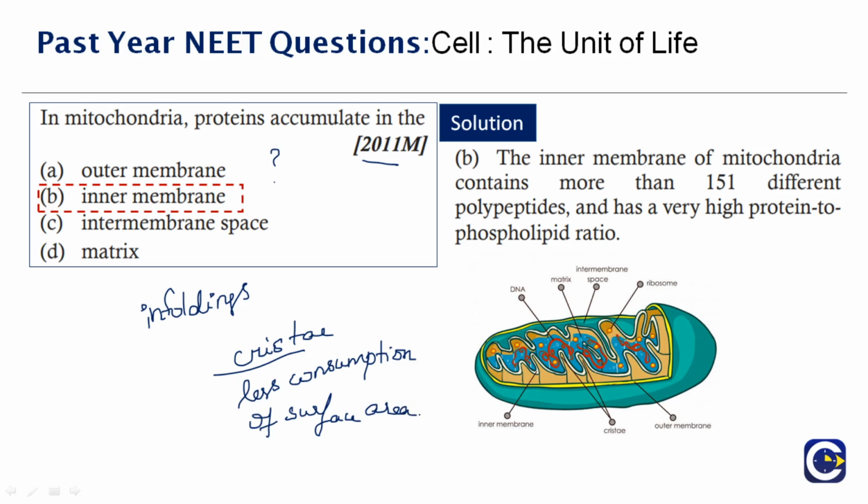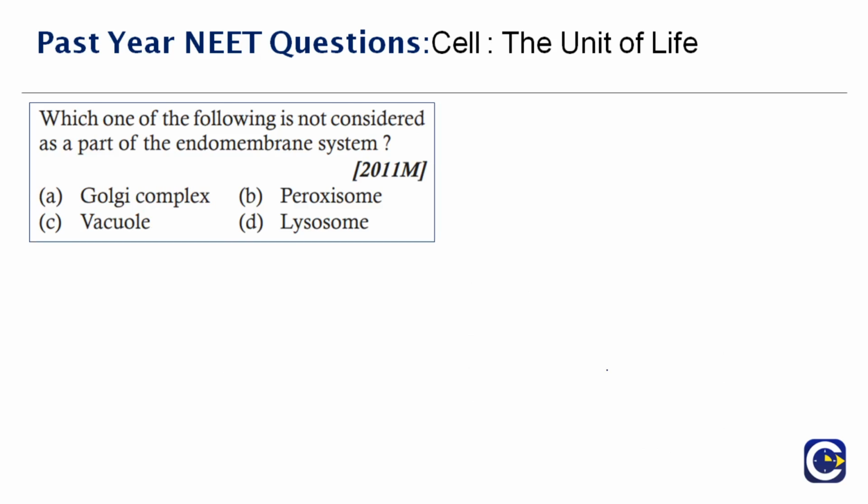So this inner membrane of the mitochondria contains about 151 different types of polypeptides, and if you see, they have a very high protein to phospholipid ratio. So the proteins, where do they get accumulated? In the inner membrane of the mitochondria. Option B is the right answer. Now let's move to the next question here.